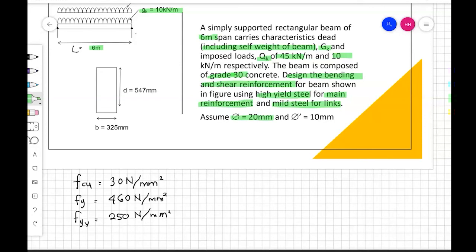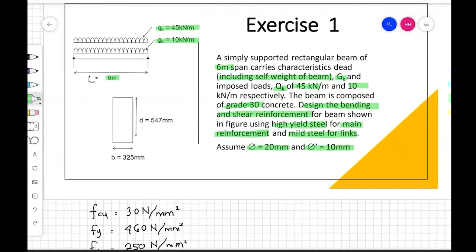Okay, tak perlu assume. Okay, and another one also given here, the diameter for link ataupun for shear reinforcement, it is 10 mm. Also given, jangan assume. Kita pakai saja whatever given here. Okay, and as you see in the illustration also kat sini, nampak ada cross section of beam. So from this cross section, if you see D also given, which is 547 mm, and B is given 325. Okay, so this is all the information given.